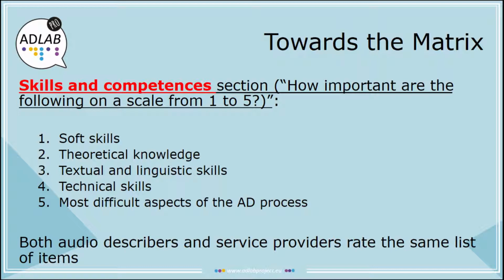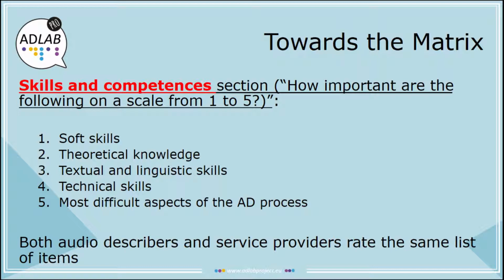Then we had this theoretical knowledge category. We had 9 items here, including, for instance, AD principles, the target group, language and linguistics, so we wanted to know what kind of theoretical knowledge, according to these people, was important to become an audio describer. A third category included 10 items regarding textual and linguistic skills, so things like express meaning succinctly or selecting significant visual information, so on and so forth.